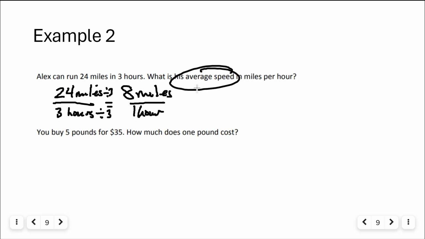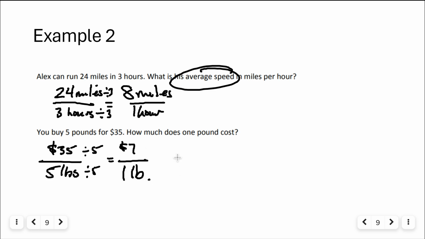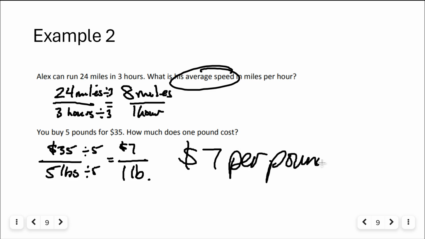That's his average speed. Okay, you buy 5 pounds for $35. How much does 1 pound cost? So it's $35 for 5 pounds. Divide them both by 5 or do 5 into 35. $7 for 1 pound. It's $7 per pound. All right, we're just dividing.